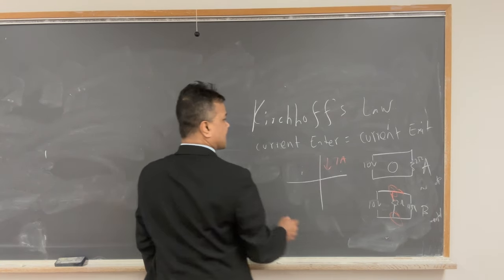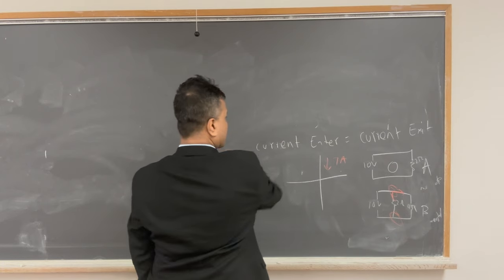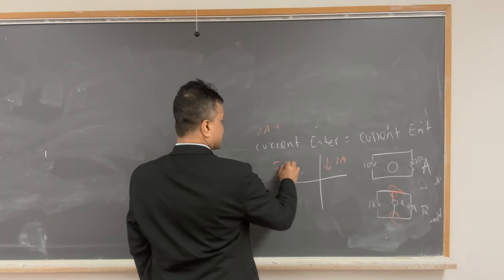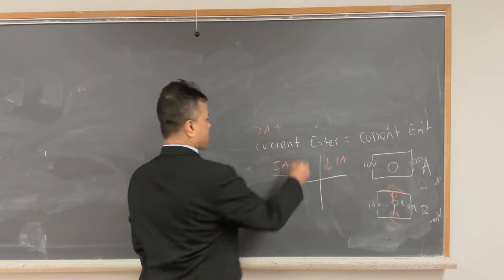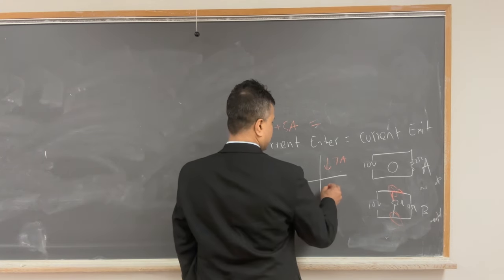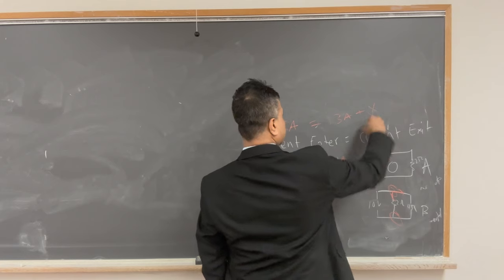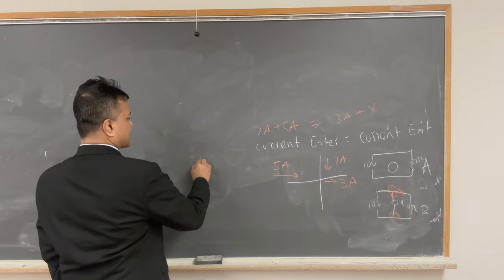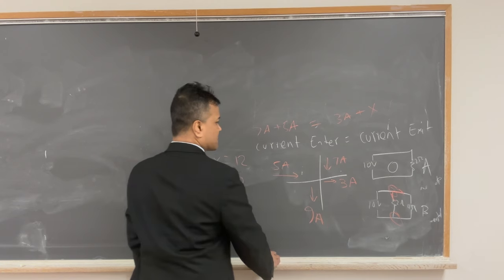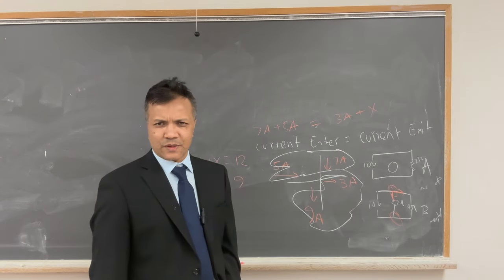So this is 7A. Is the current entering or exiting? Of course, entering. So you write it over here, 7A. 5A. Is the current entering or exiting? Of course, current entering. So the current entering is 12. Is the current entering or exiting? Current exiting. How much? 3A plus X. So 3A plus X has to be equal to 12. So X has to be 9. So this one has to be 9. So that means the current entering is equal to the current exiting, and that's Kirchhoff's current law.